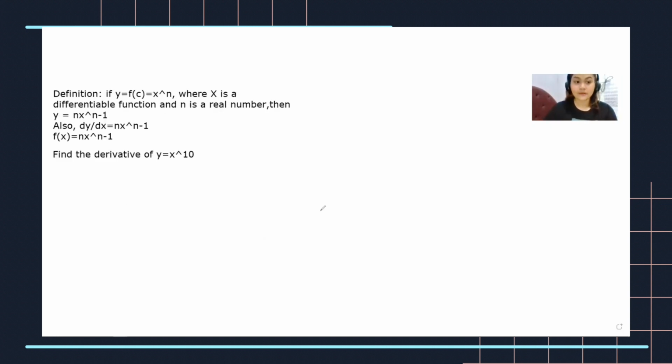The third rule is power rule. If y is equal to f of x equal to x raised to n, where x is a differentiable function and n is a real number, then y prime is equal to nx raised to n minus 1. Also, dy over dx is equal to nx raised to n minus 1. f prime of x is equal to nx raised to n minus 1. So here we have an example. So we will always remember this one.